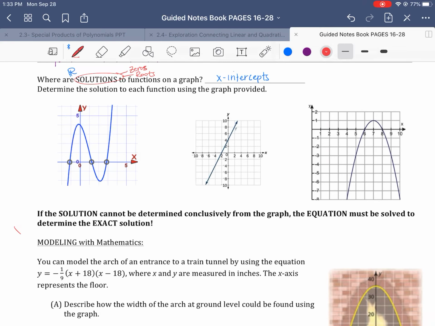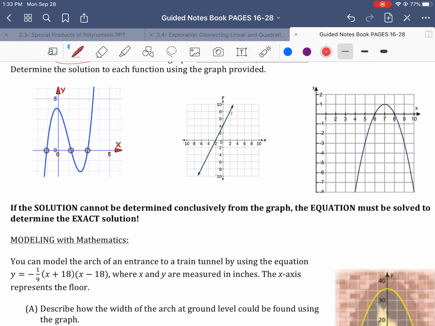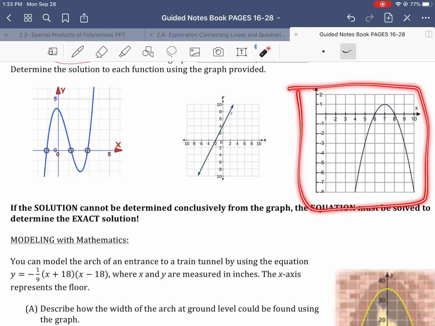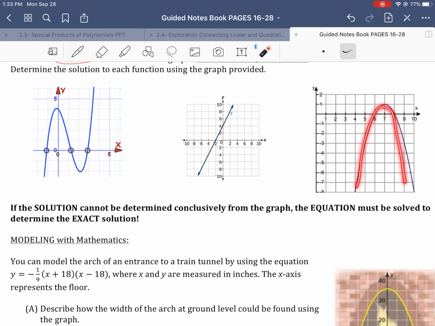So again, if we know that the solutions or the roots or the zeros are the x-intercepts, then we can look at these functions and we can try and use graphing to help us solve. I'm going to look at the one here on the right. This one is a curved shape. So notice it's got two x-intercepts. If there are two x-intercepts, I'm going to write this underneath. That means that there are two real number solutions.